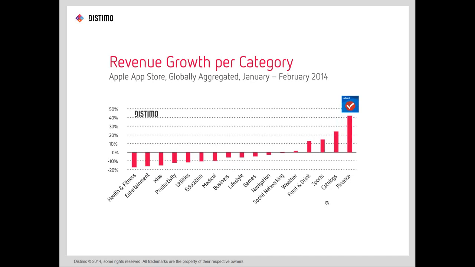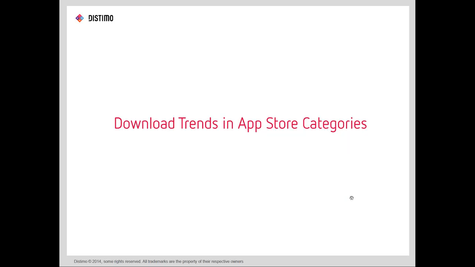Nice. Moving on to a similar picture, this time in the Apple App Store, again aggregated over all countries, the revenue increase per category in February compared to January. Again, I highlighted the tax app in finance. This was TurboTax 2013, and we see a similar trend, sports and finance going upwards. Other categories, well, for the same reasoning, health and fitness perhaps went down.